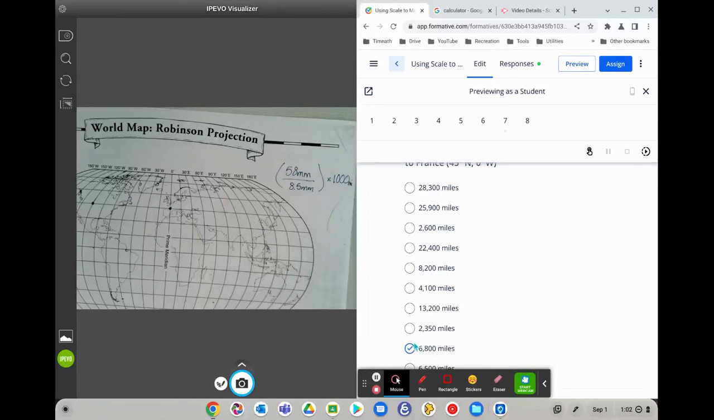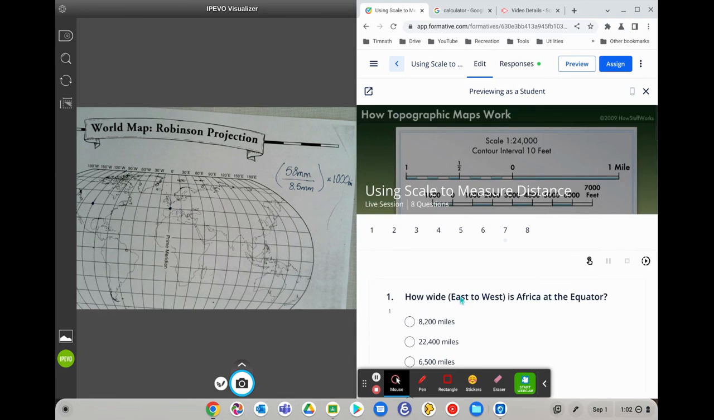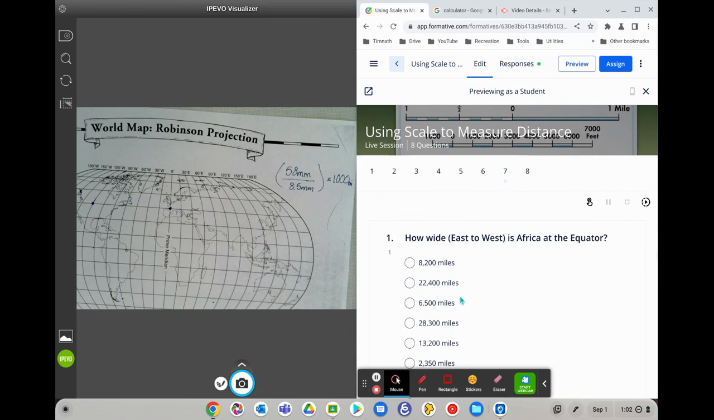So that is how we go about finding the answers to one of these scale distances. And you have 7 other questions to go, but it's all the same thing. Figure out what you're measuring, measure it, do the math to find your scale. Thanks for watching, and I hope this helped.